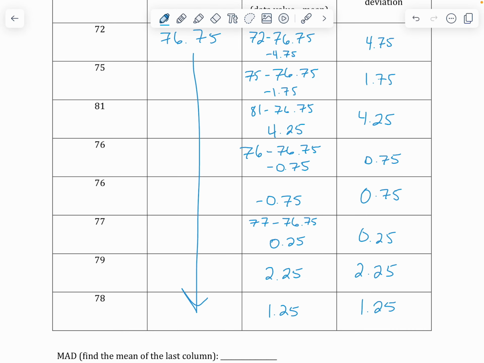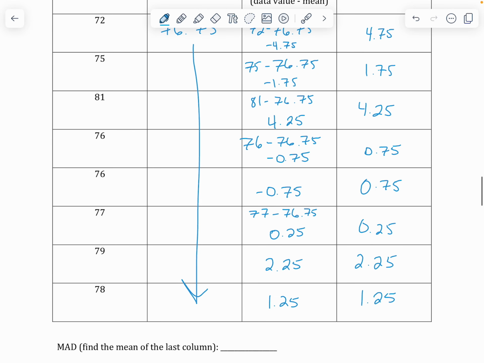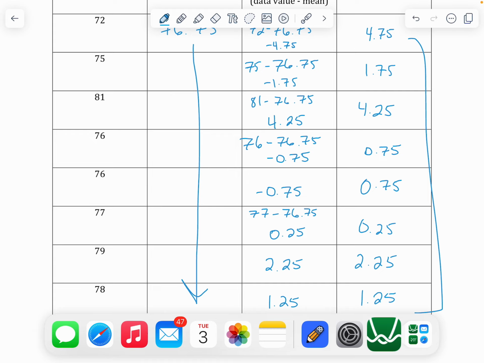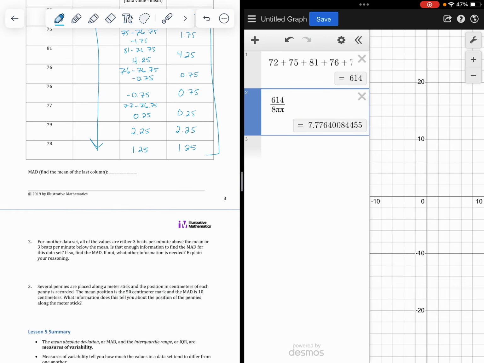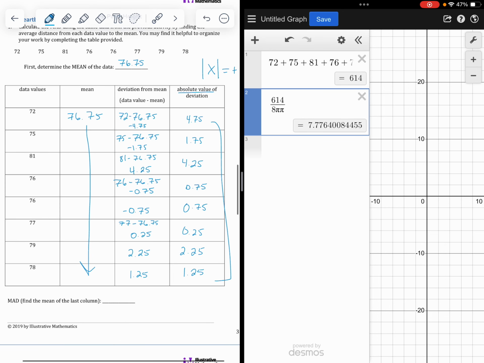Make sure you get these all copied down. So 4.75, and you can see all my numbers are now positive. And the resting heart rates of students, it looks like the biggest difference is 4.75 right now, right? Okay, so now what we're going to do is find the average of these numbers, and it's going to tell us the average deviation for one student.